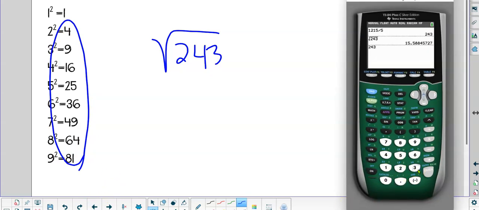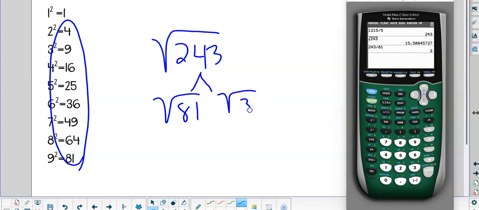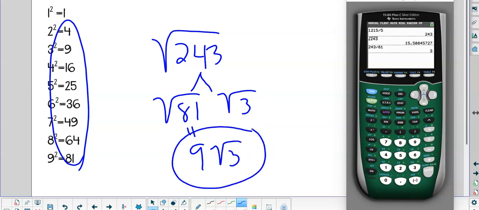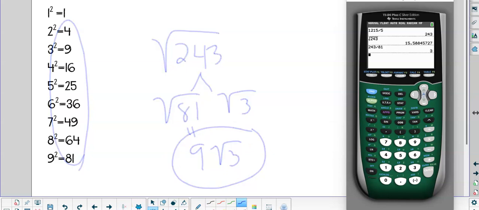So 243 divided by 81. Oh, that was a really lucky first guess. So the square root of 243 can be written as the square root of 81 times the square root of 3. Square root of 81 is 9. Square root of 3 cannot be found. So 9 square roots of 3 is my answer. 9 square roots of 3.